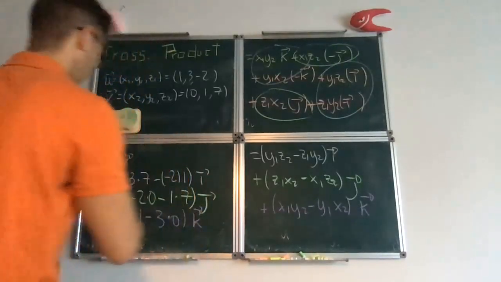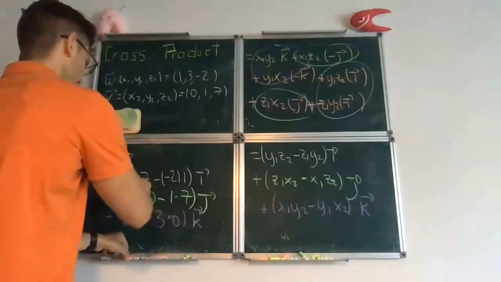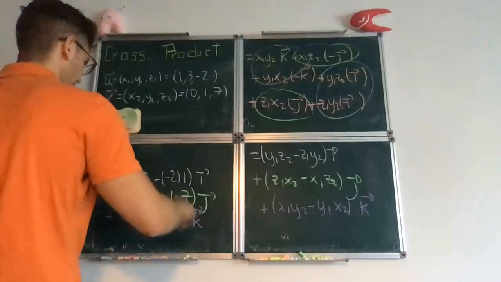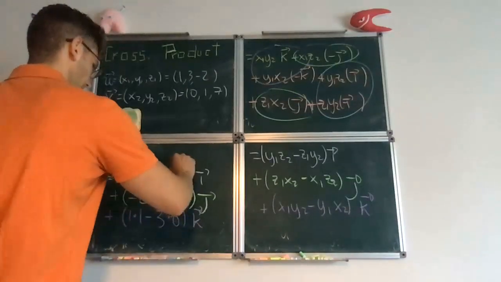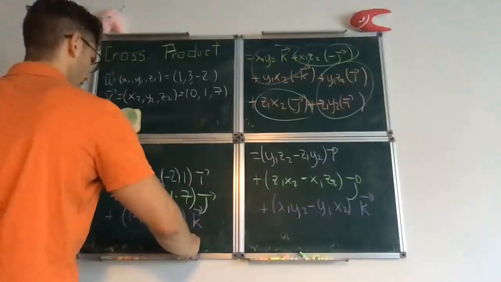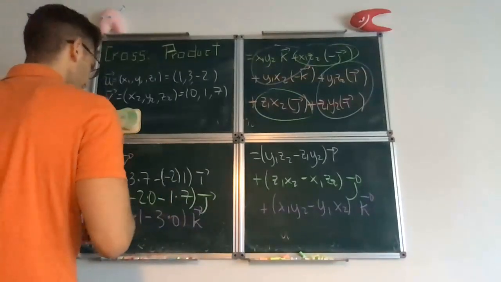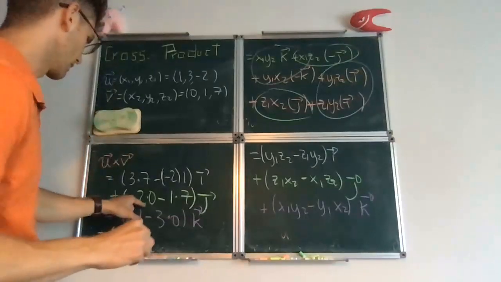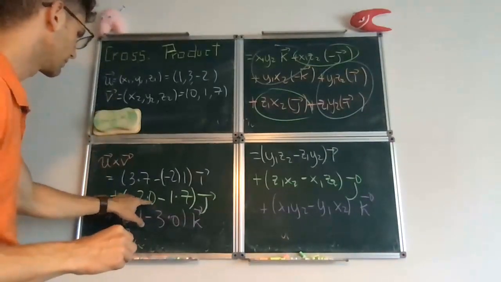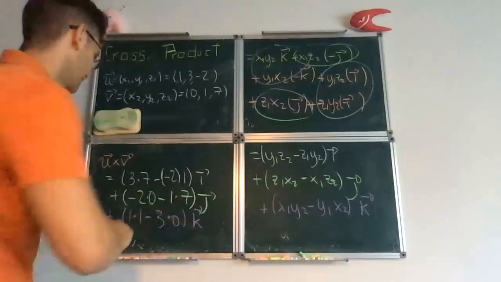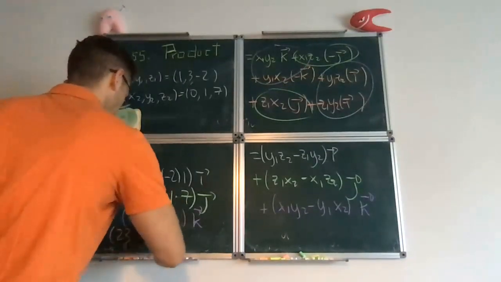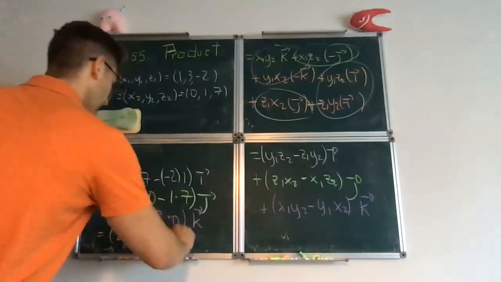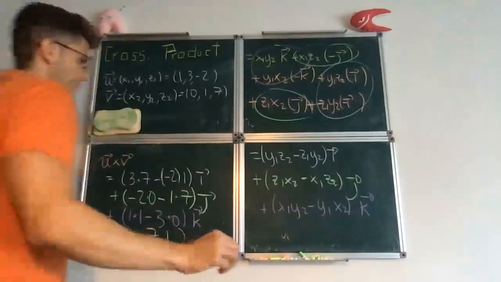And so you end up with, so 3 times 7 is 21, plus, this is a bracket, so 21 plus 2 becomes 23. 2 times 0 is 0. Minus 1 times 7, so you get negative 7. And you get 1. So that's a vector that you get from that cross product.